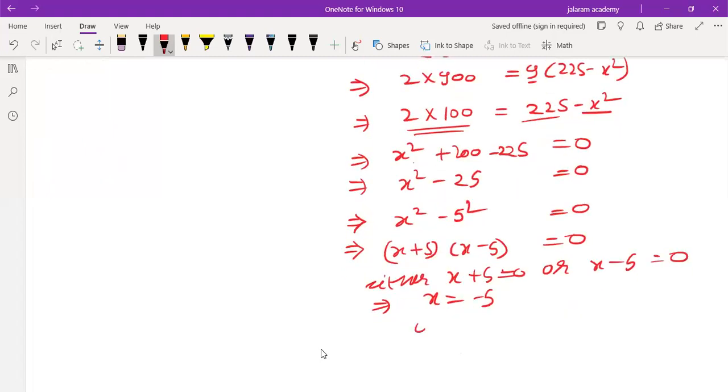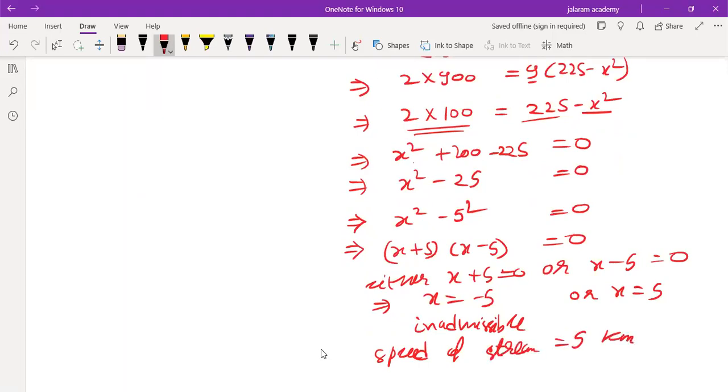Speed cannot be negative. So we write it inadmissible, or x equals to 5 means speed of stream is equal to 5 kilometer per hour. Okay.